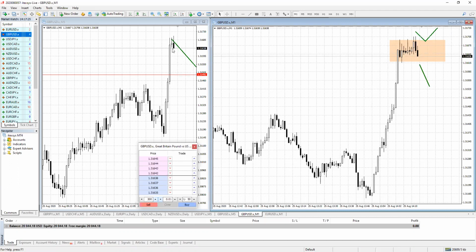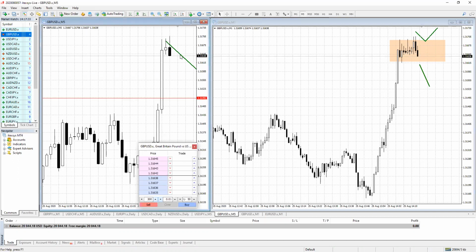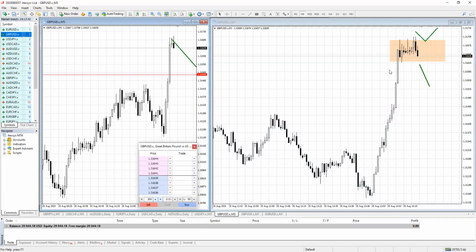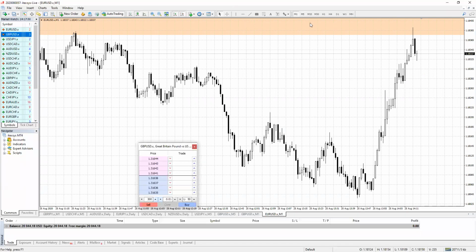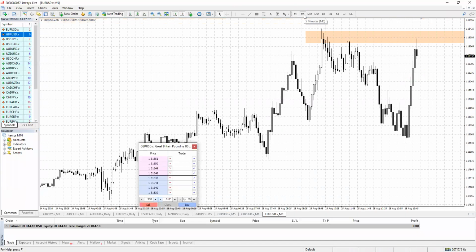On the 5-minute chart, it's breaking now. It's forming a 3-bar reversal. This is the turning point on the 5-minute chart. It's breaking the low of the previous candle. Let me zoom in a little bit. So we should see some continuation right here. And there's the short on the 5-minute chart. I just missed it.